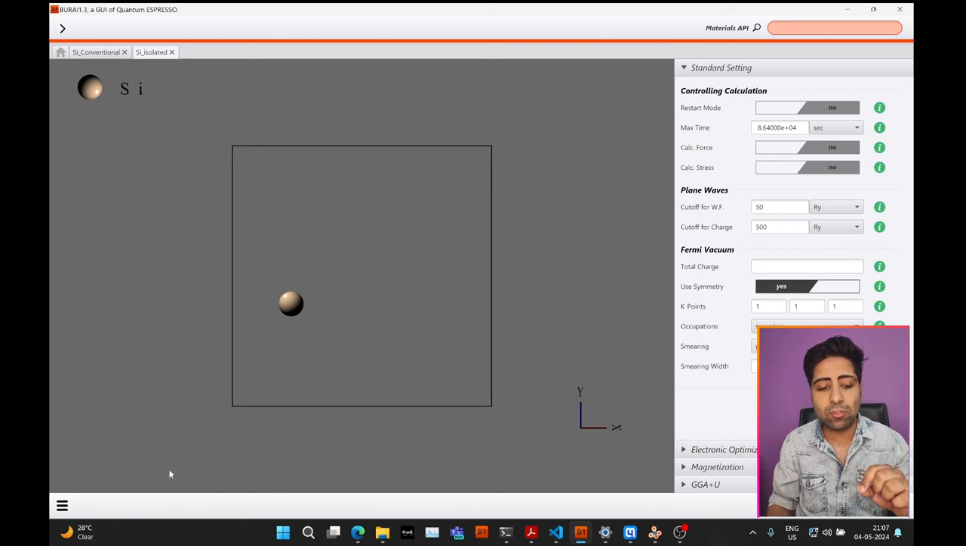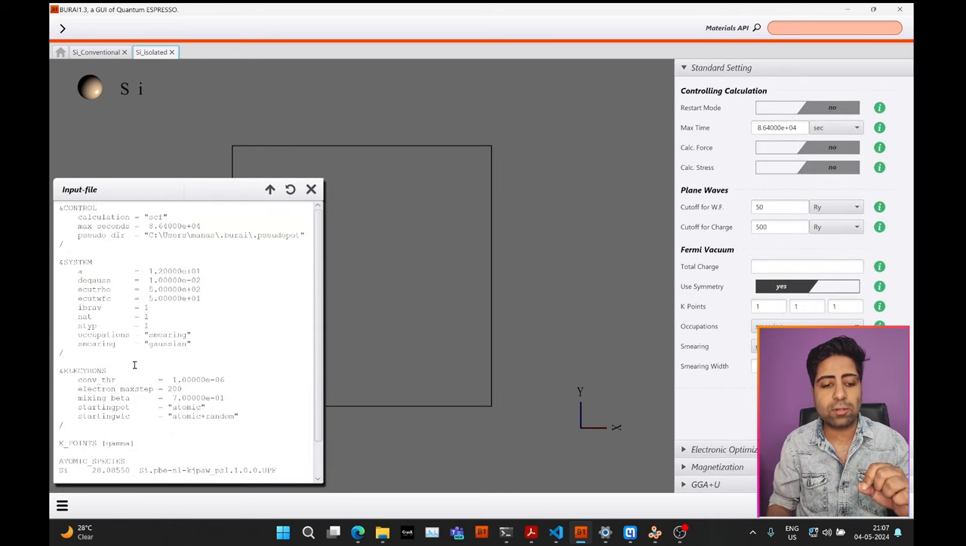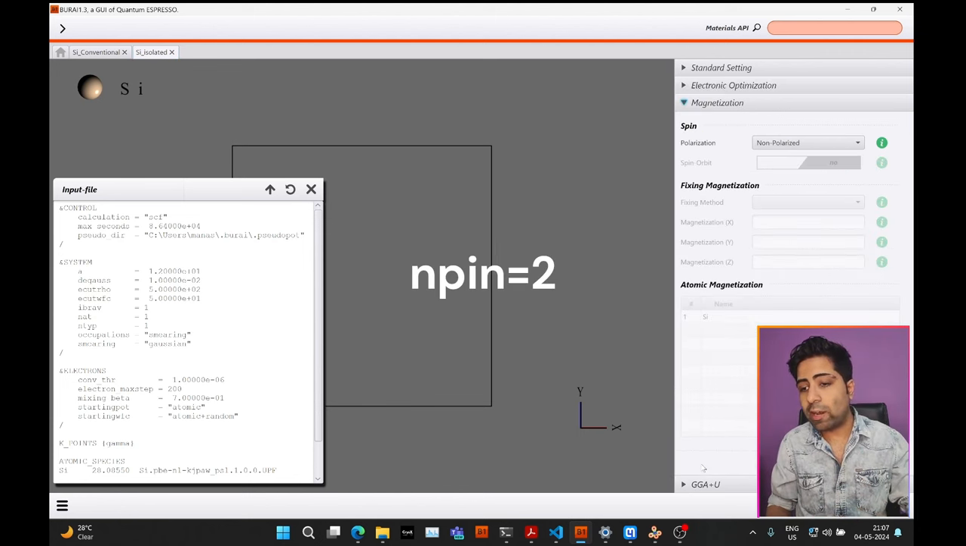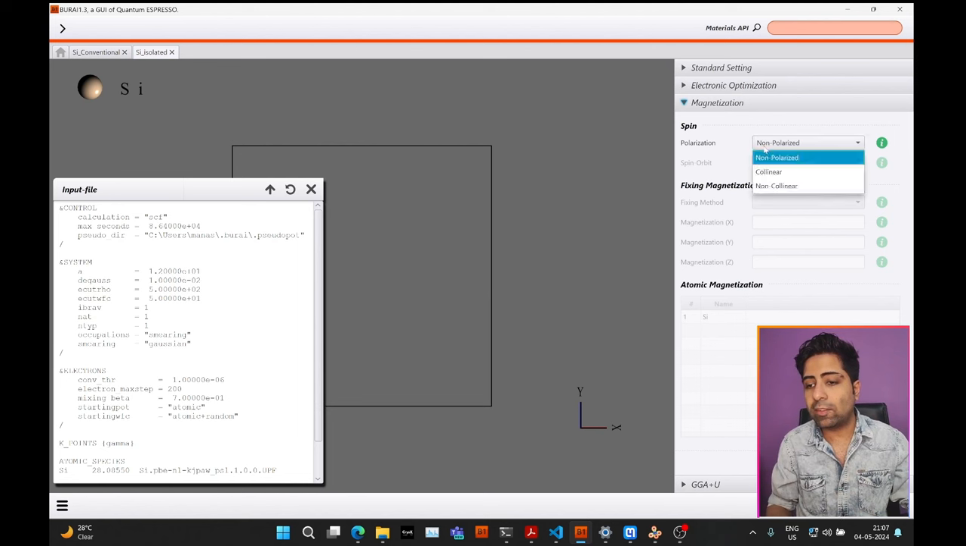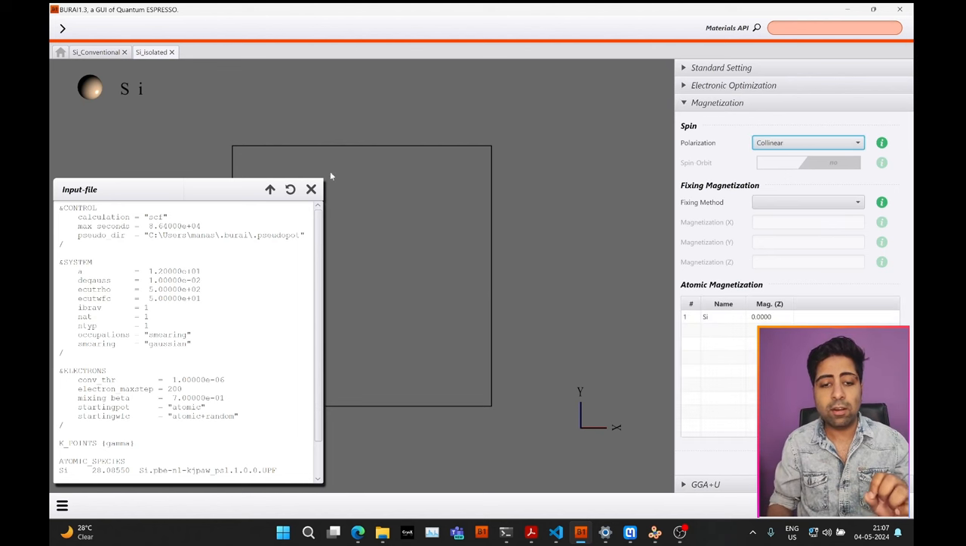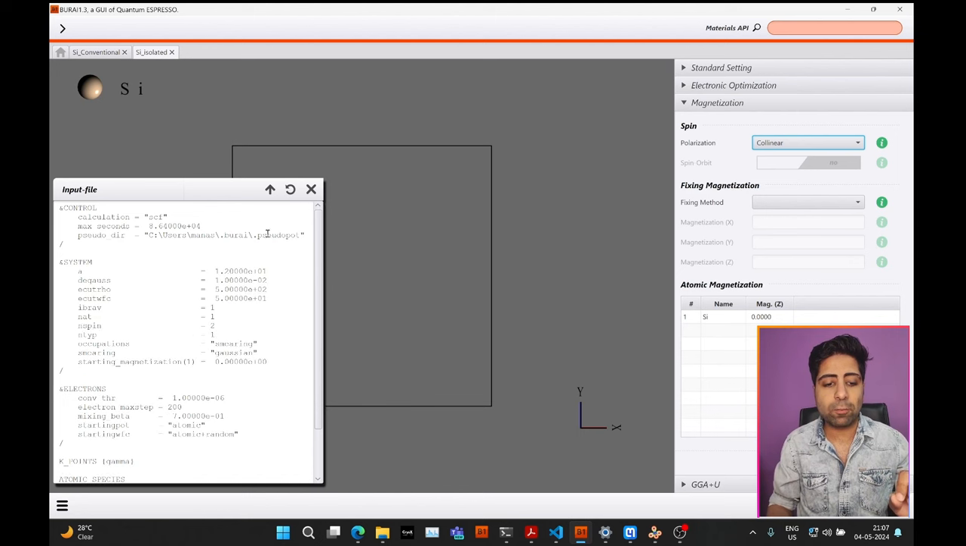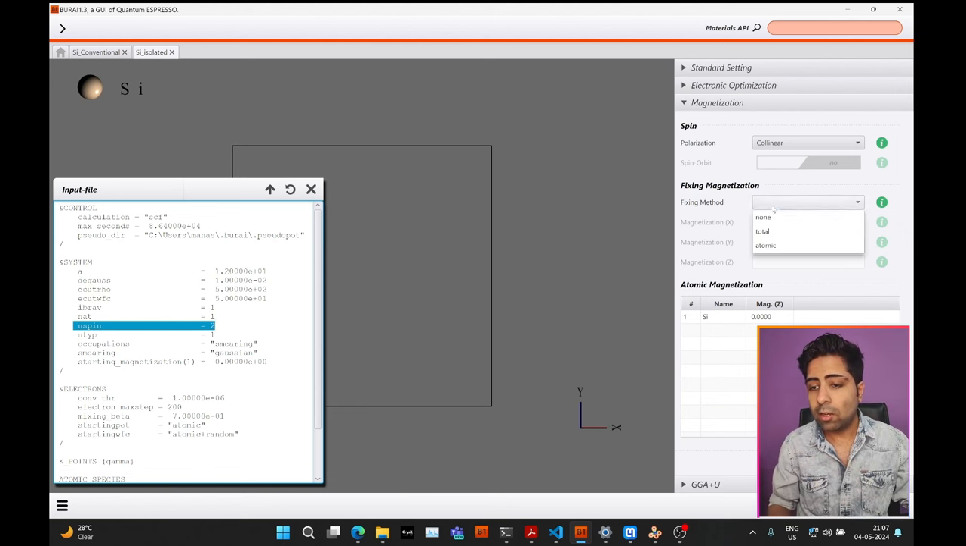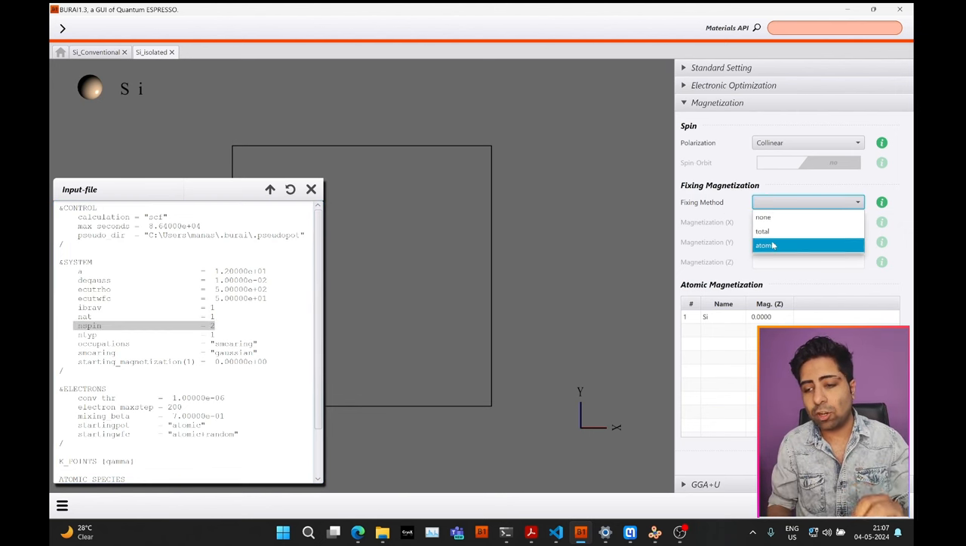Now in Quantum Espresso, you can do a spin-polarized calculation by setting a keyword called nspin to the value 2. Now with BURAI, you can do that by coming here and setting the spin polarization to collinear. And now if you reload your input file, you will see that, as I mentioned, you will use nspin equals 2. Then for the fixing method, you will use atomic.